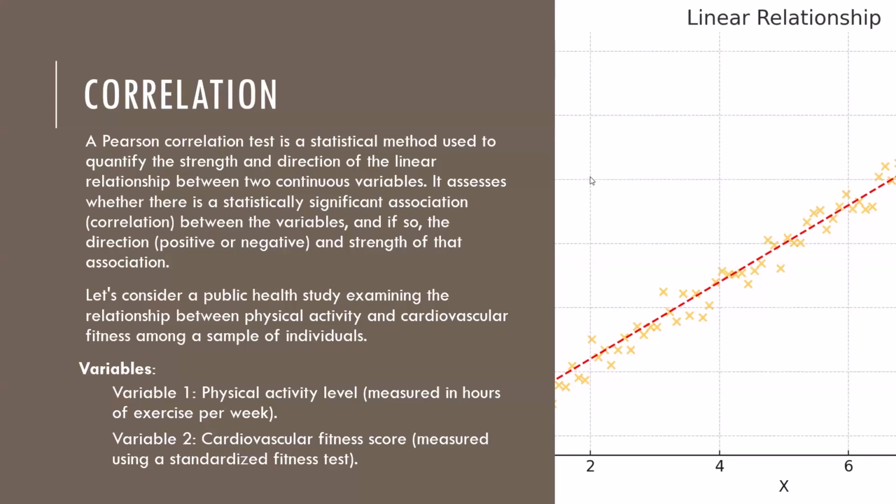All right, we're going to move on to correlation. Correlation and regression are similar, but not exactly the same. The correlation does not distinguish between a dependent and an independent variable. You're simply looking at the relationship between 2 variables, literally that correlation coefficient. The correlation does imply that both of the variables are continuous variables, not categorical variables. So in here, we're looking at physical activity level and a cardiovascular fitness score.